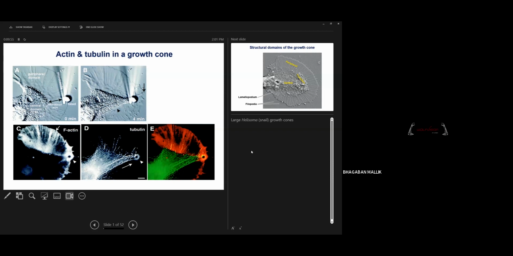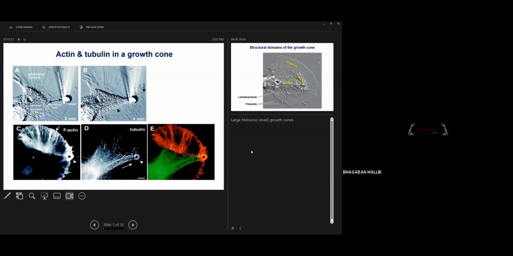This is an experimental setup where people looked at the structure of the growth cone. They placed a bead with the help of a micro needle, and wanted to see how the growth cone responds to this bead. Here you can see that after some time, like after 4 minutes, part of the growth cone, which I'm going to discuss, extends towards the bead.